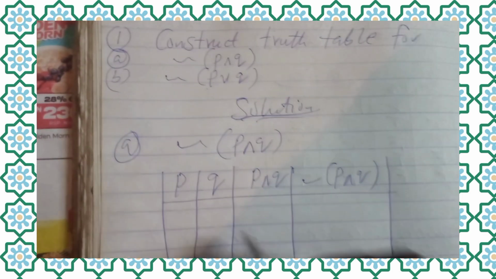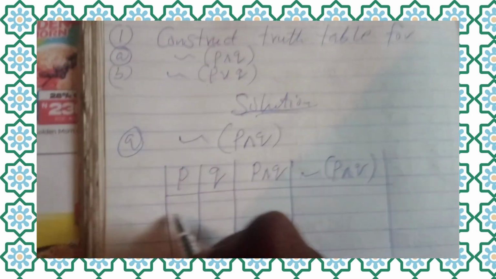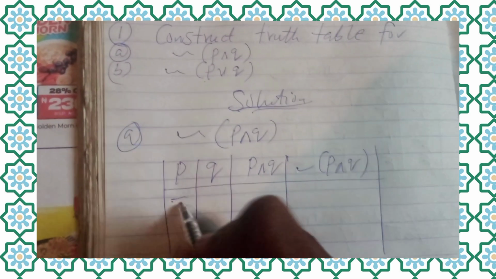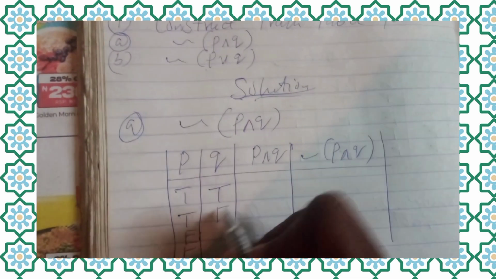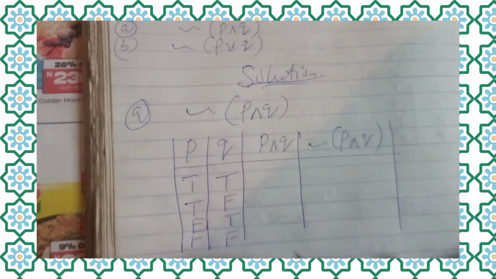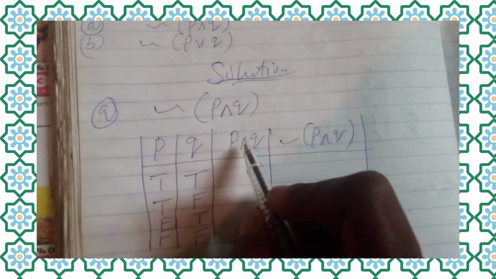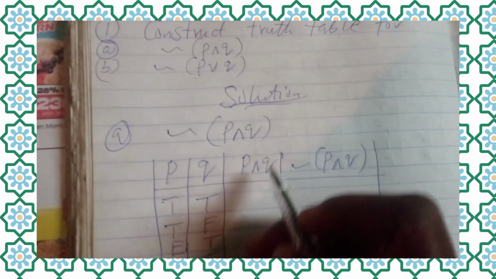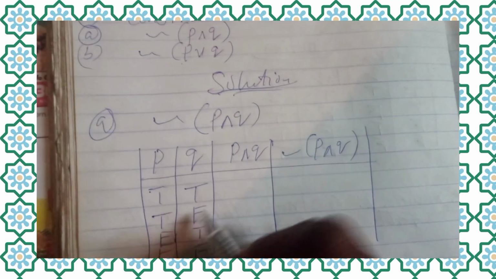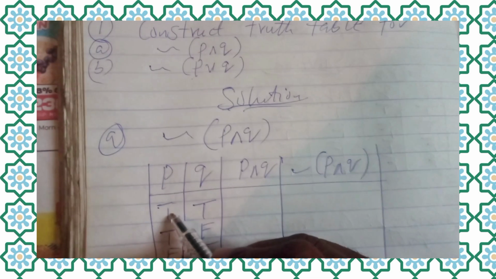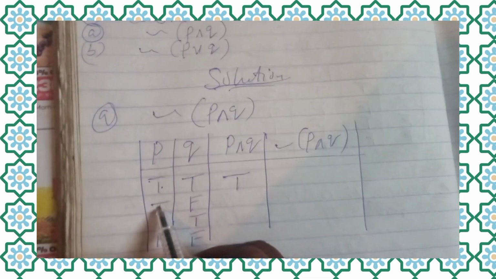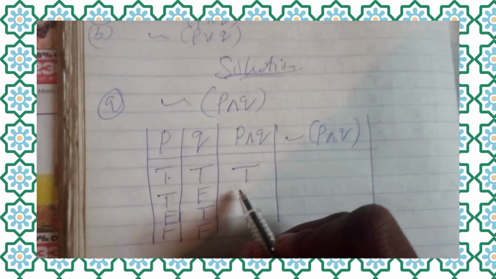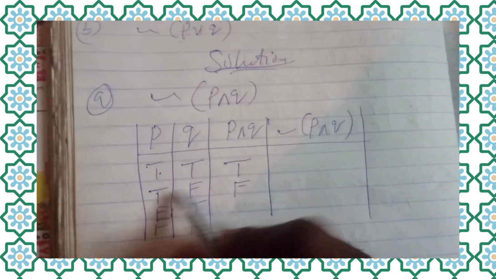Now we know that in logic, if you have two components, we start with truth, truth, false, false. Then the second column starts with truth, false, truth, false. P and Q simply means that if P and Q are both true, then this column will be true, but otherwise it will be false. Because we have truth on P and truth on Q, this place will be true. Here we have truth on P but false on Q, so it will be false, because the two columns are not both true.